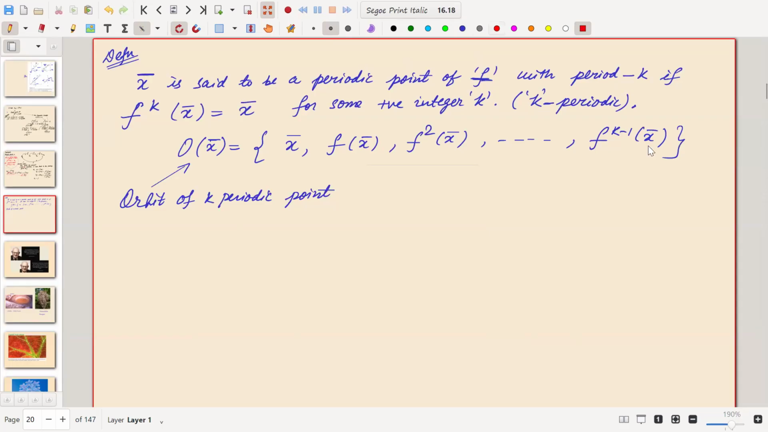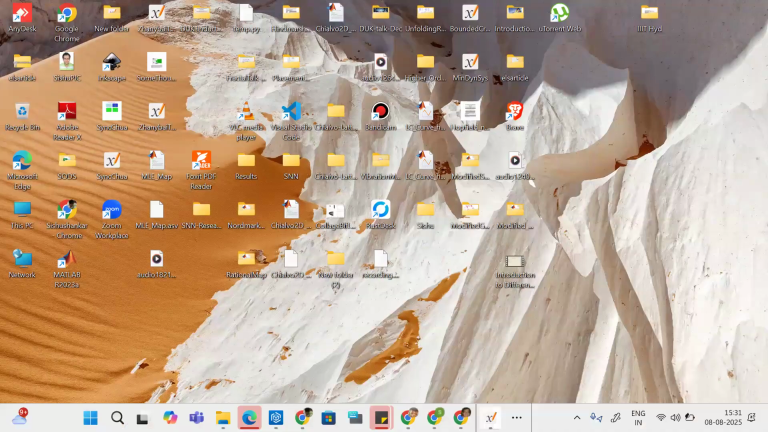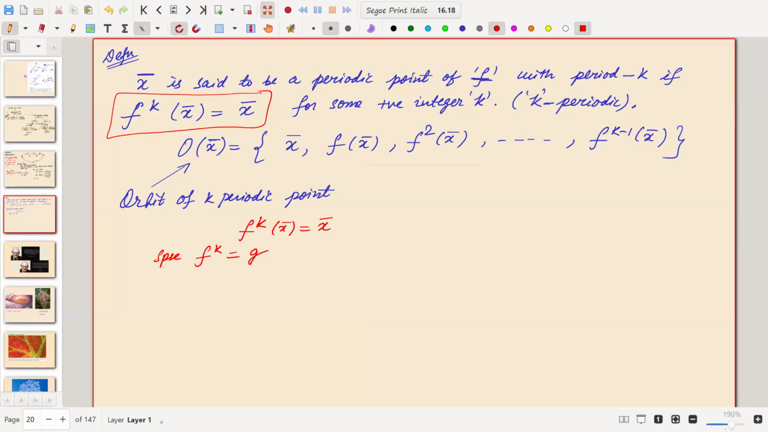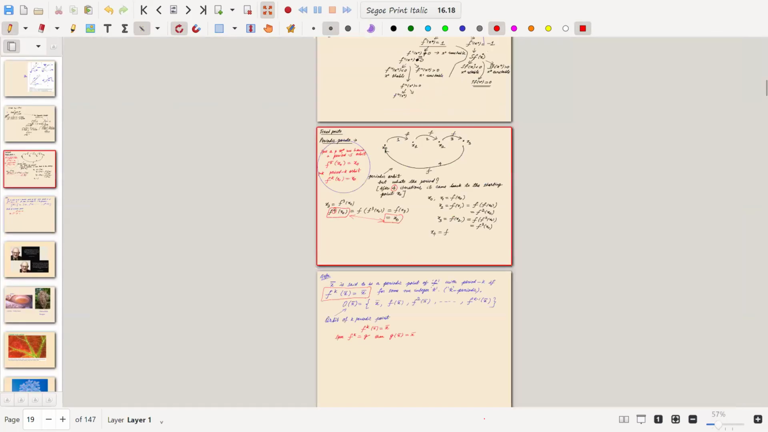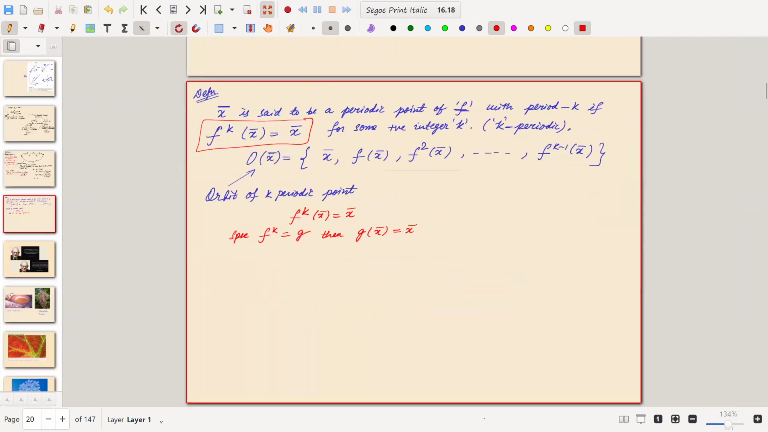When we wrote this condition, there is something very rich in this equation. If f^k of x bar is equal to x bar, you are writing this condition, and suppose you say f^k is some function g. Then g of x bar is equal to x bar, isn't it? Does that ring any bell?